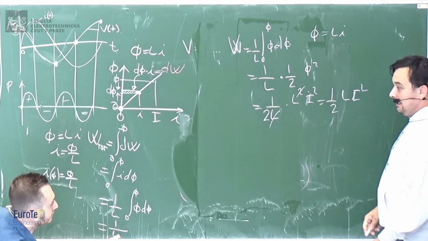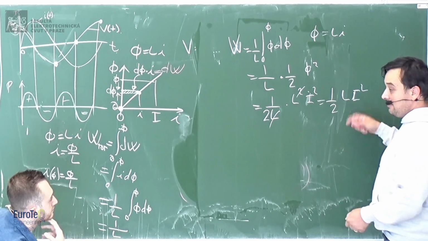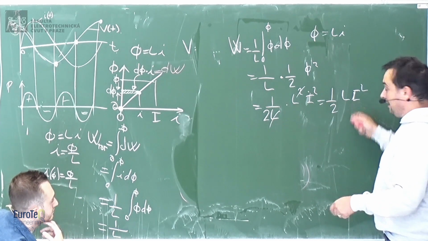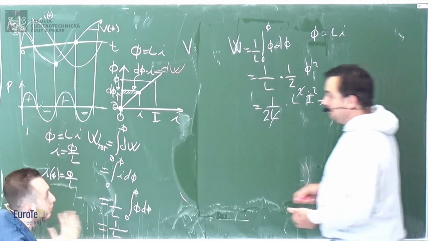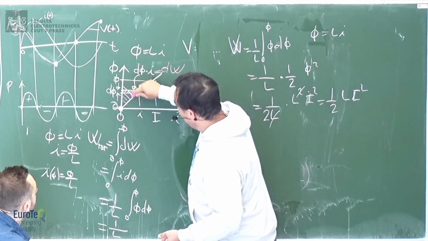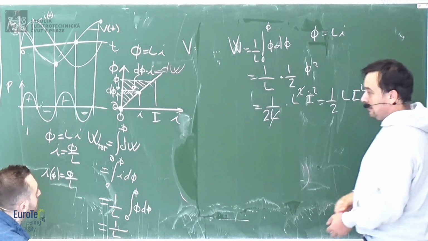And that's also the complement of the capacitor. Remember, 1/2 C V squared was the energy of the capacitor. Now again, it's complementary, let's say. And again, it's all this area, which is the area of the triangle.